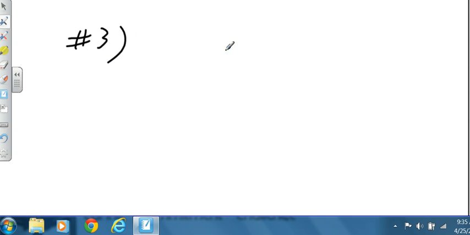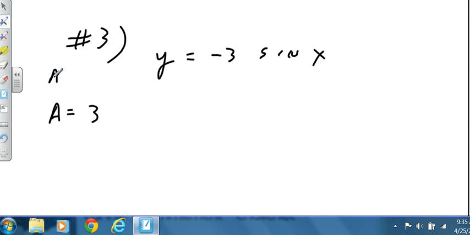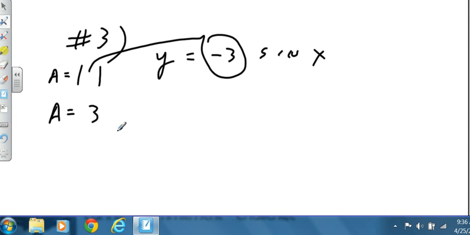And number 3 wants us to graph y is equal to minus 3 sine x. Okay, well, that's fine. And find the amplitude, find the period, and graph at least 2 cycles. Okay, so my amplitude is 3. I don't write down minus 3 because what I left out in my discussion was the amplitude is going to be equal to the absolute value of whatever that number is. So we don't say the amplitude's minus 3, we still call the amplitude 3. The period is 2 pi.